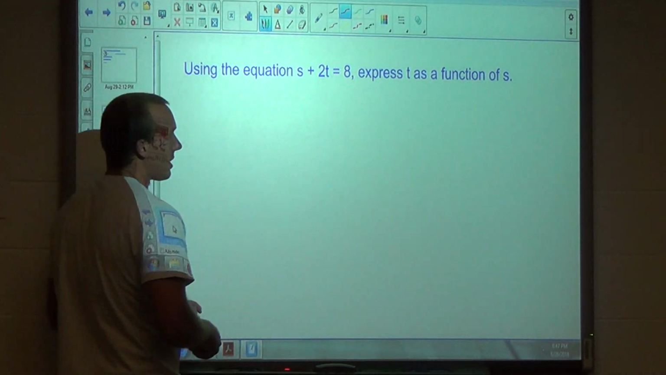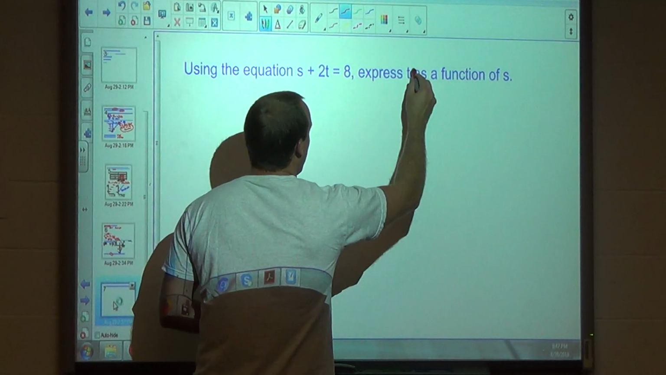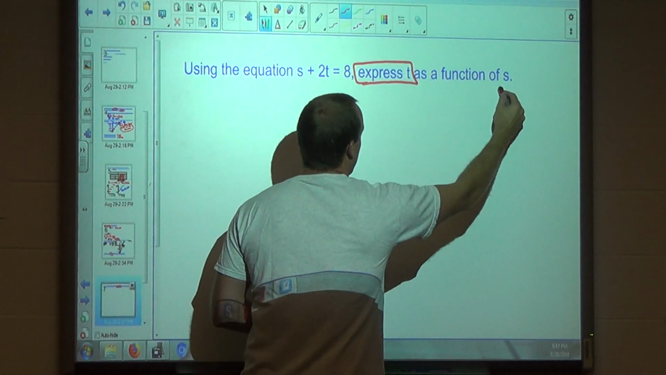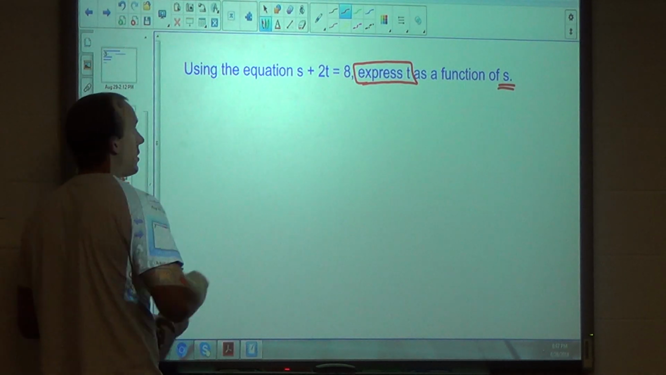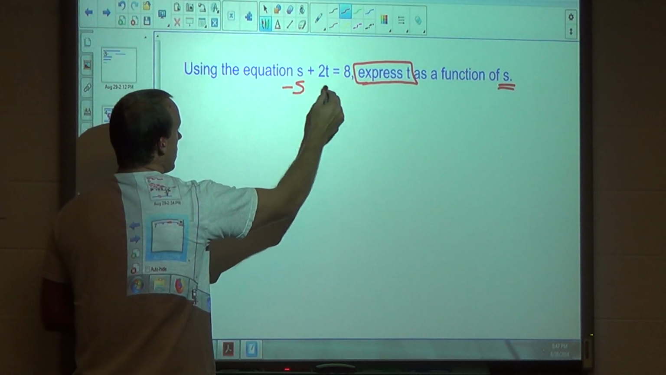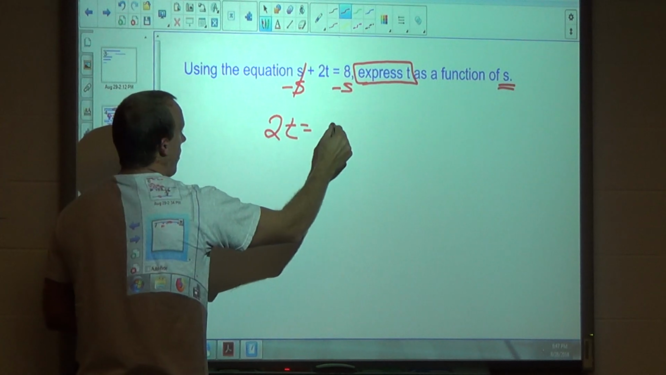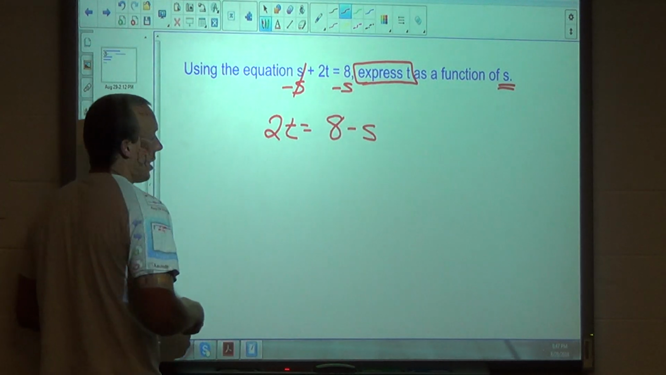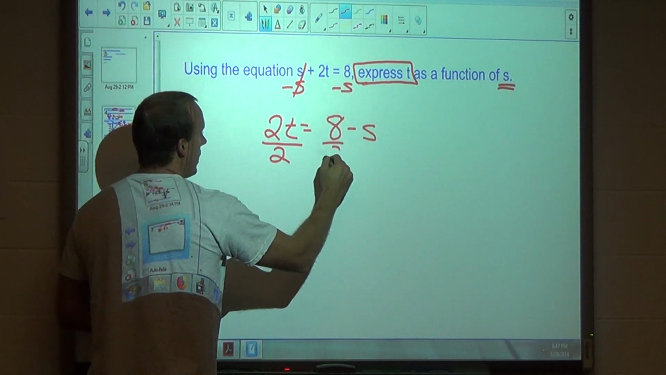equals 8. Express t as a function of s. So we're expressing t, which means we want to get t by itself, and the function is going to use the letter s in it. So we're going to get t by itself when it says this. So again, just minus the s using algebra. And the order here doesn't matter because you're not technically doing a line yet. Now I can divide everything by 2.